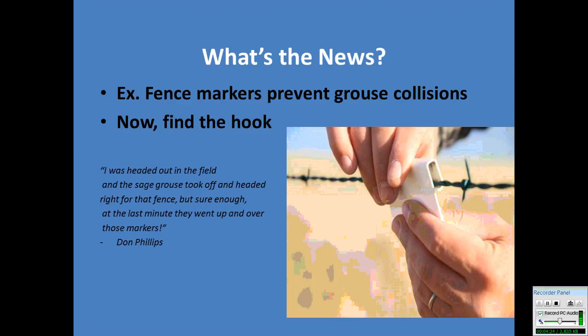And that was Don Phillips, a local rancher, came in to the office and basically said this: I was headed out in the field, the sage grouse took off, they headed right for that fence, but sure enough at the last minute they went up and over those markers. Well, that's phenomenal. How many times do we have a participant actually witnessing one of our conservation projects working?